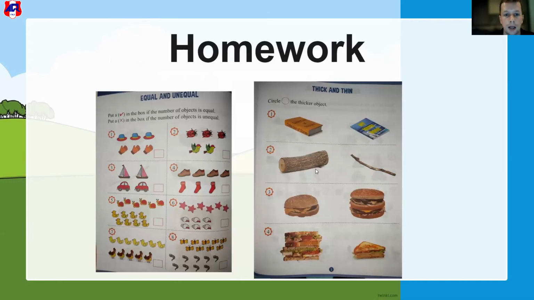Okay. So last, we're going to take a look at the homework. So the homework is from your math book. So here, you're going to tick the box if the numbers are equal and cross the box if the numbers are unequal. And on the other page, you're going to circle the object that's thicker, okay? So you only circle the objects that are thick.